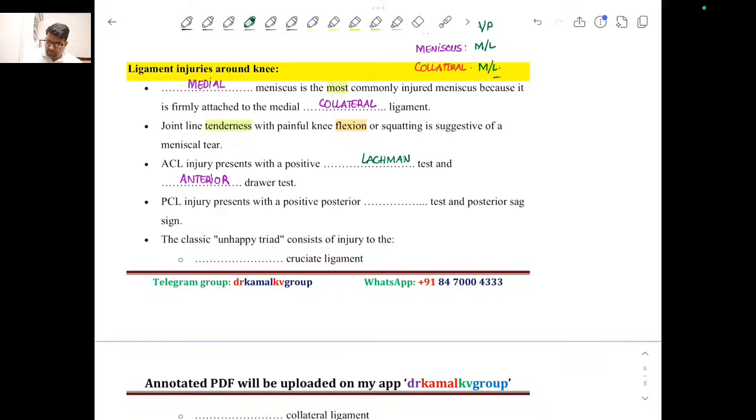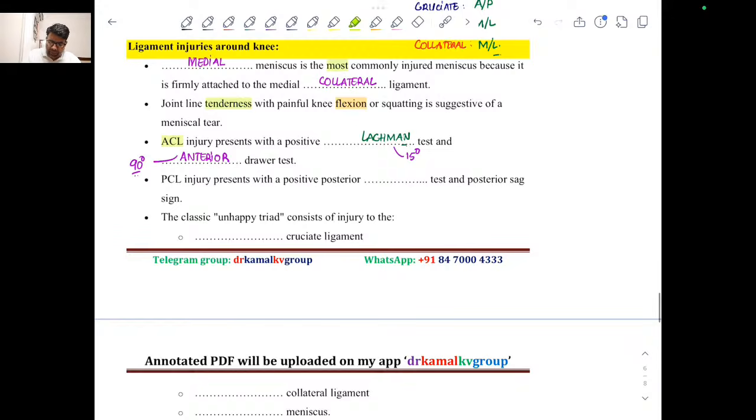So, these are the 2 tests which we do for anterior cruciate ligament injury, and the basic difference between the two is that the degree of knee flexion varies. Here it is only around 15 degrees, here it is somewhere around 90 degrees. Clear? And we look for anterior translation of the tibia over femur. So this is how we check anterior cruciate ligament.